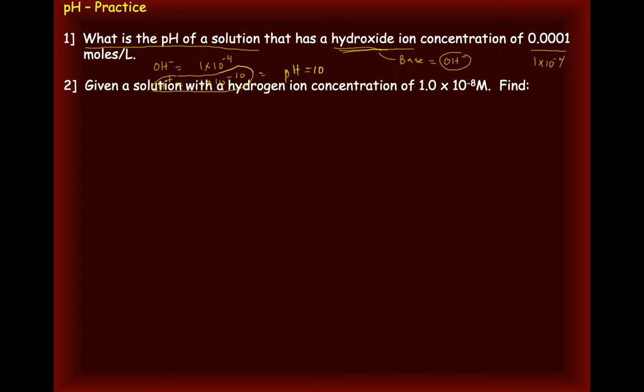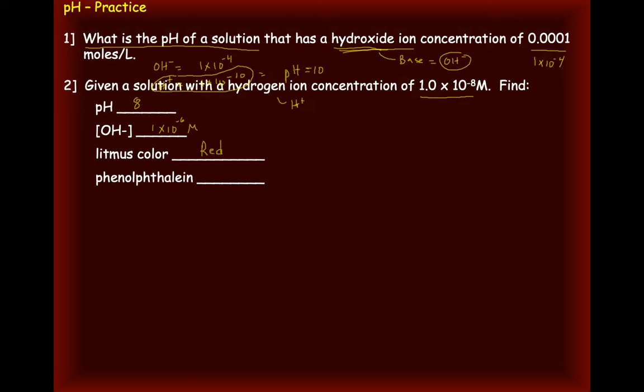All right. So how about another little thing we can do? Given a solution with a hydrogen ion concentration, that's H plus, of that concentration, find the pH. Well, since we're talking about the acid, that's the H plus, that's going to be a pH of 8. My OH concentration would have to be complementary to this, whatever makes 14. So that would be 1 times 10 to the minus 6 moles per liter. All right. My litmus color, if you remember back, would be red. Okay, you can get that from Table M, which we'll do in a minute.